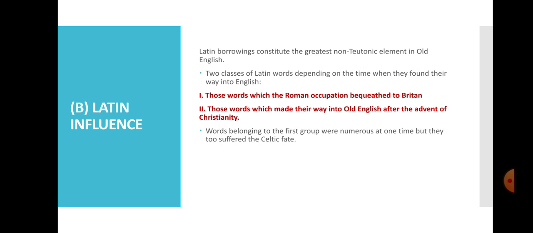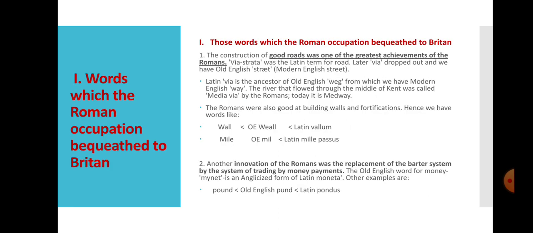Okay. So the Latin words that got into Old English can be classified into two categories. The first are those words which the Roman occupation bequeathed to Britain, and the second are the words associated with Christianity that found their place in Old English. We are going to discuss these two categories. First one, the first category of words, that is the words that Roman occupation bequeathed to Britain.